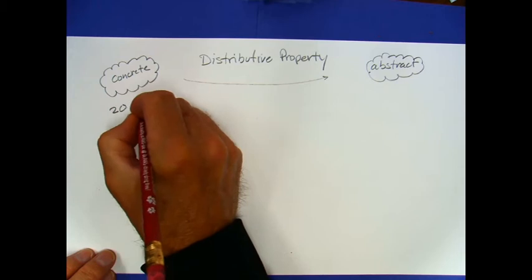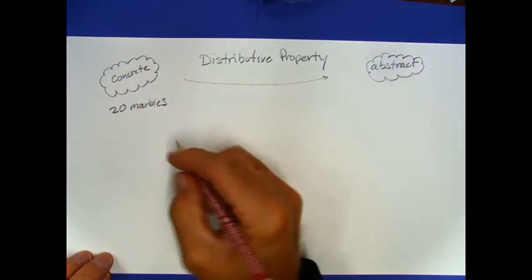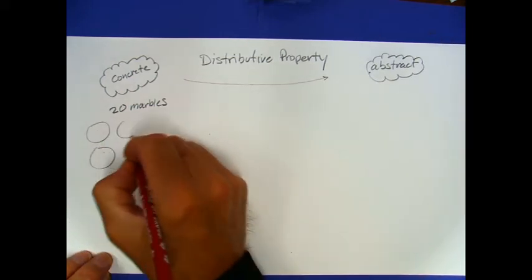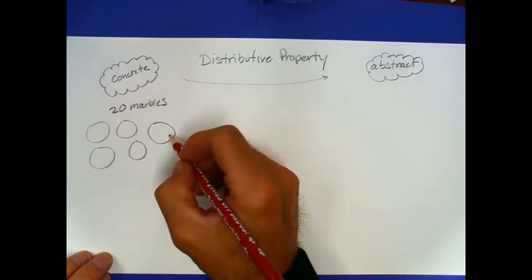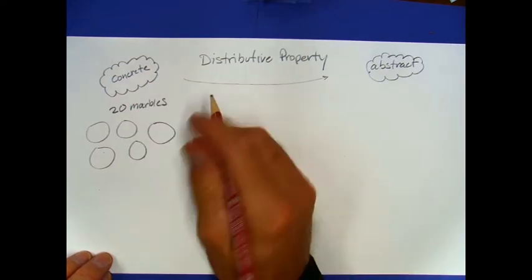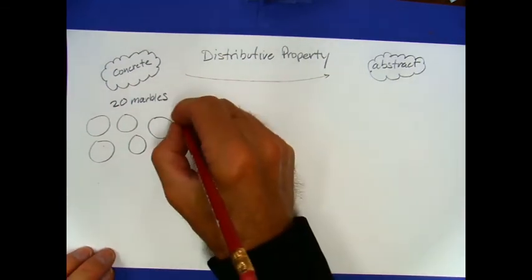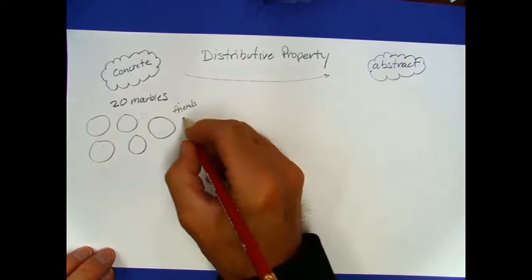Let's say you have 20 marbles and you have 5 friends. I'm going to represent your friends as circles. Now, to be more concrete, you would have your friends over here. I don't know your friends, so I'm just going to use circles to represent your friends. These are going to be your friends. And there's 5 of them.